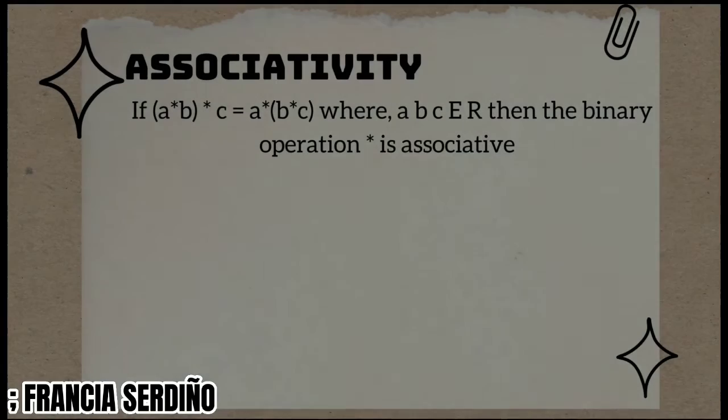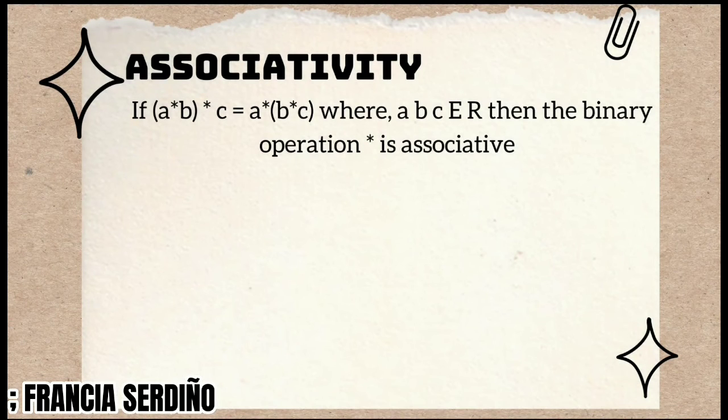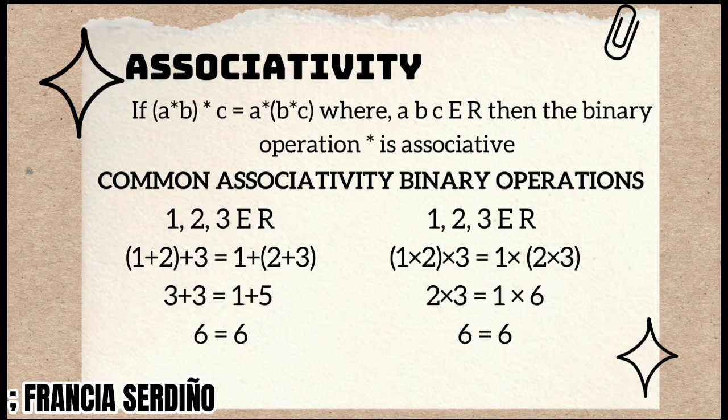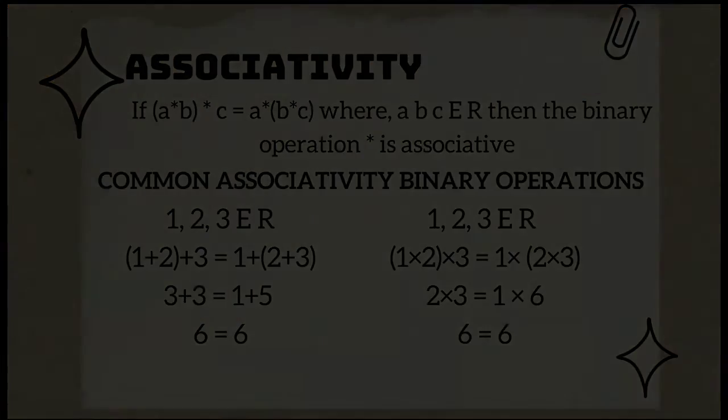Associativity: if (A star B) star C is equal to A star (B star C), where A, B, C are elements of the real numbers, then the binary operation star is associative. Associativity is defined as when more than two numbers are added or multiplied, the result remains the same, irrespective of how they are grouped. The following example shows that addition and multiplication of real numbers is associative.